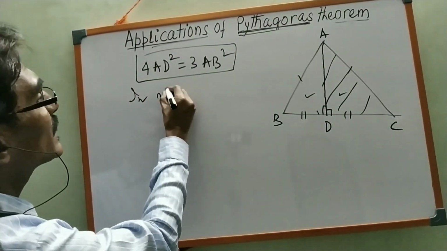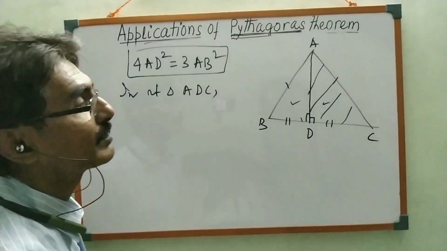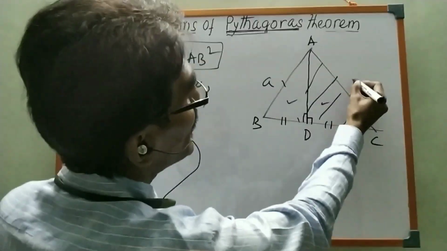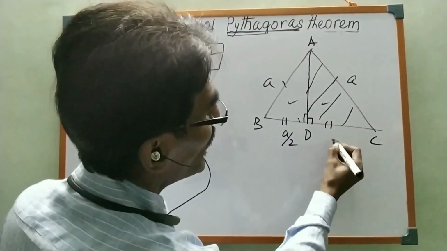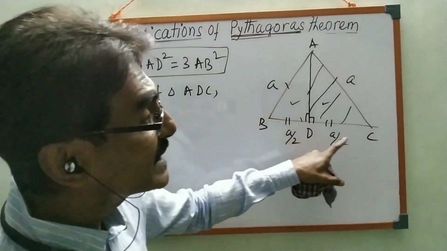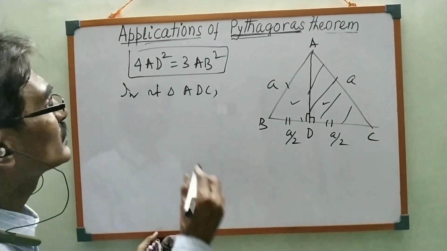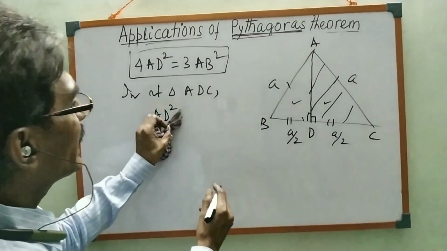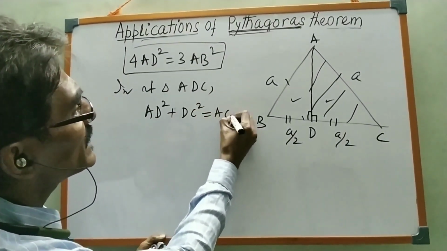In right triangle ADC, if I consider the side of the triangle, each side is a, this one is also a, this is a by 2, this is also a by 2, or you can say BC is half of BC. Without taking a also you can do the sum. So first, Pythagoras theorem: AD square plus DC square is equal to AC square.